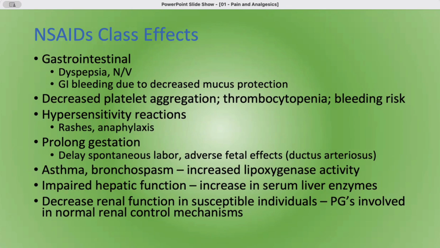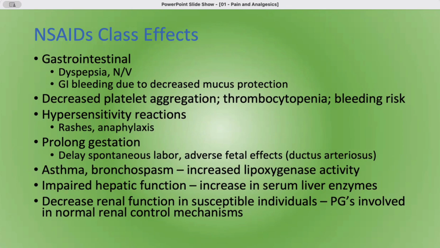And you will also have some local effects. So when the drug is in contact with the GI lining, you can get dyspepsia, nausea, vomiting, and then over time that can lead to ulceration from decreased mucus production. Again, we talked about their effects on thromboxanes, so you get a decrease in platelet aggregation, thrombocytopenia, and bleeding.